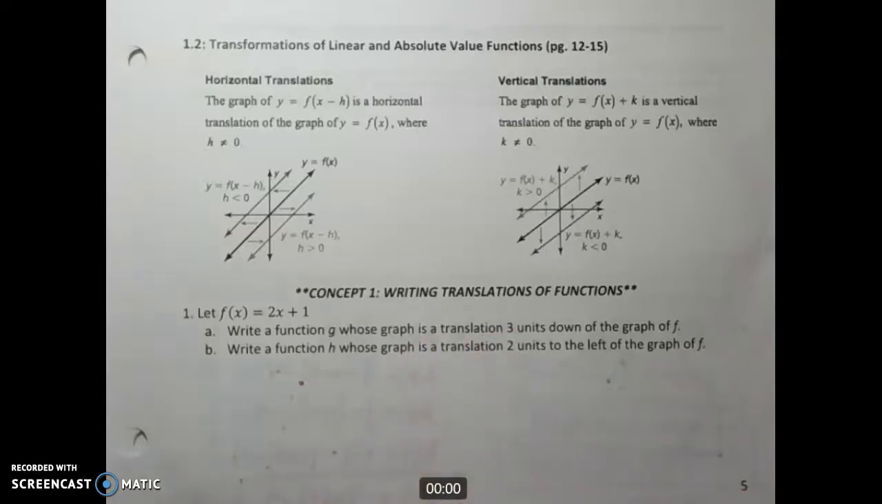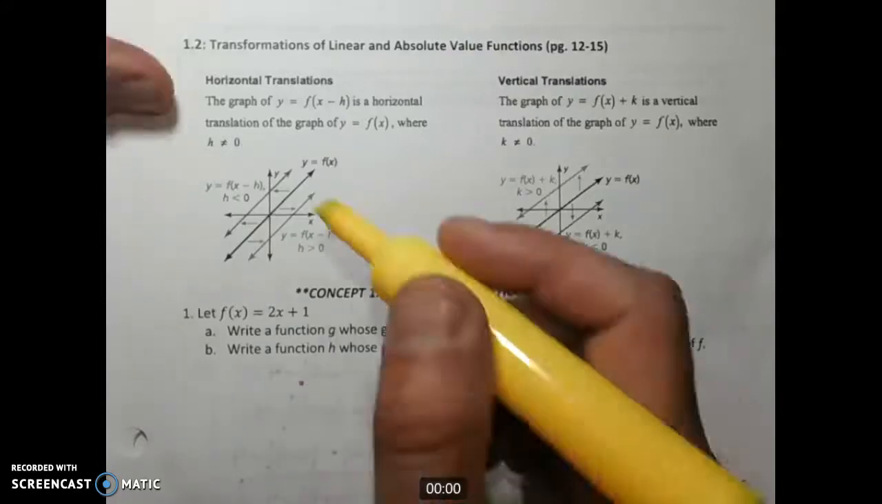This is something we are going to talk about throughout the entire year. Almost every single chapter we come back to write transformations. So here we go. I am going to go ahead and start.